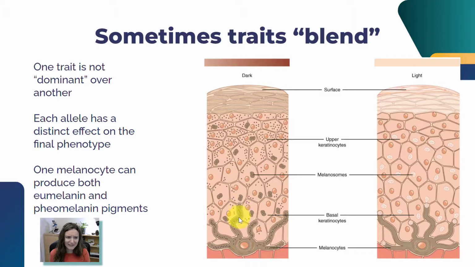One melanocyte can produce both what we call eumelanin and pheomelanin. Pheomelanin is more like yellow and red pigmentation. Eumelanin is more like black or brown pigmentation. So this melanocyte can produce both colors, and it's kind of like that flower color. They can blend together. So we see this idea of incomplete dominance in human skin color.